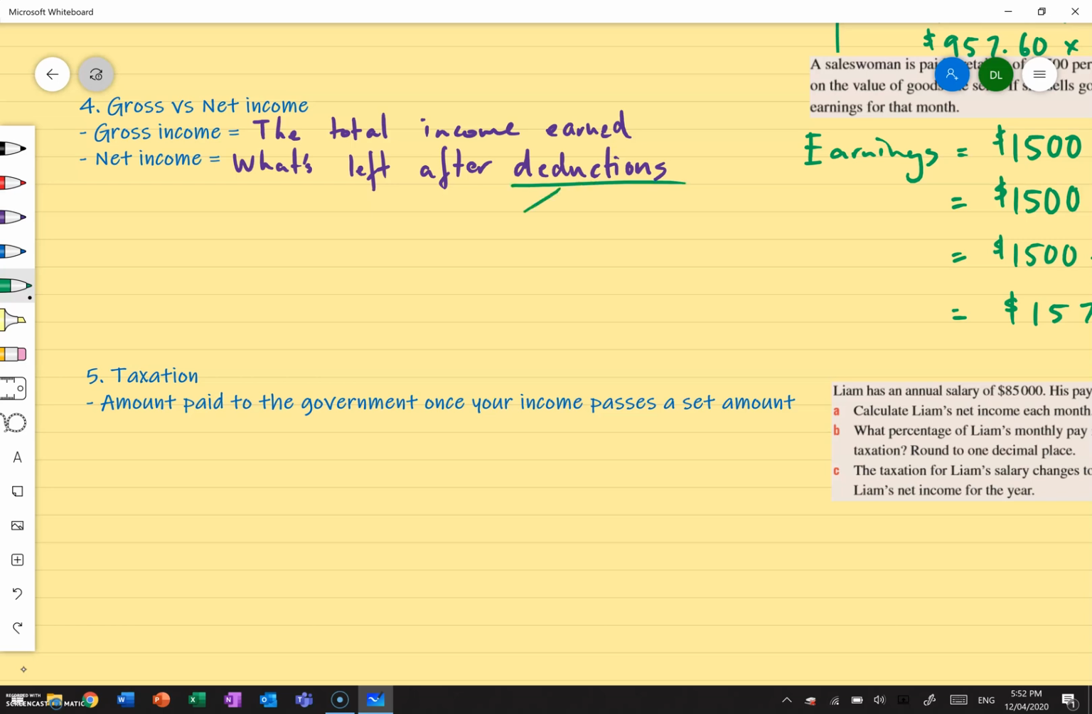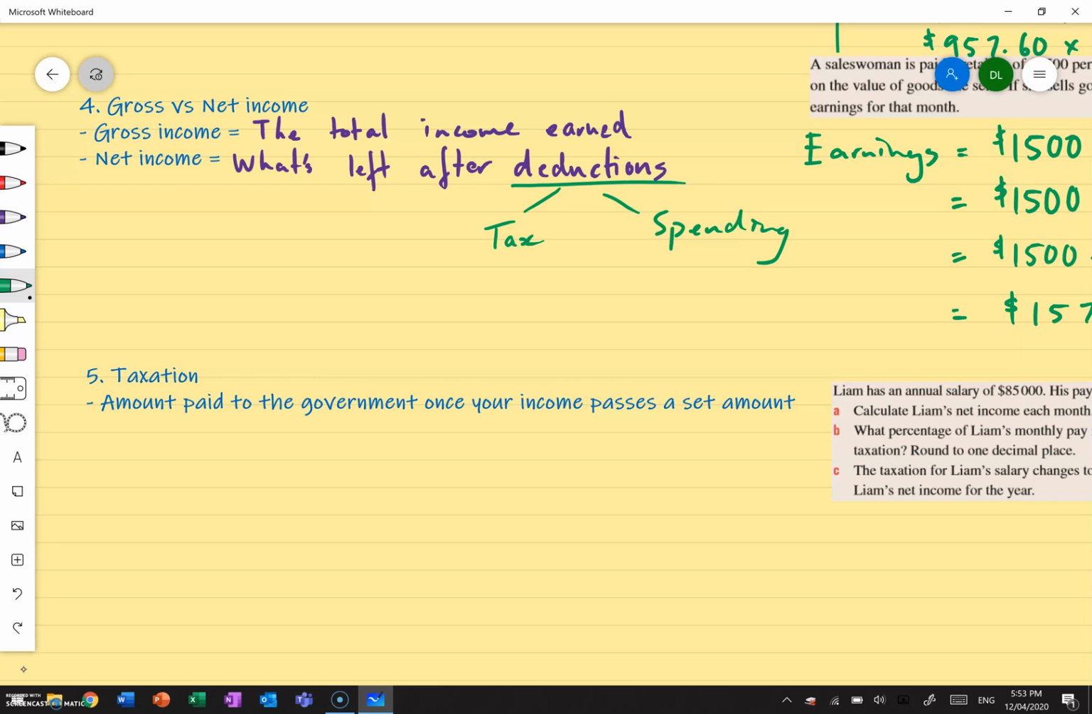So deductions can come in the form of tax. It could be spending. It could be emergencies, whatever it is. Your deductions take away from the amount of money you earn, and that becomes your net income. Great. The next bit of information to know is for taxation. So taxation is the amount paid to the government once your income passes a certain amount.